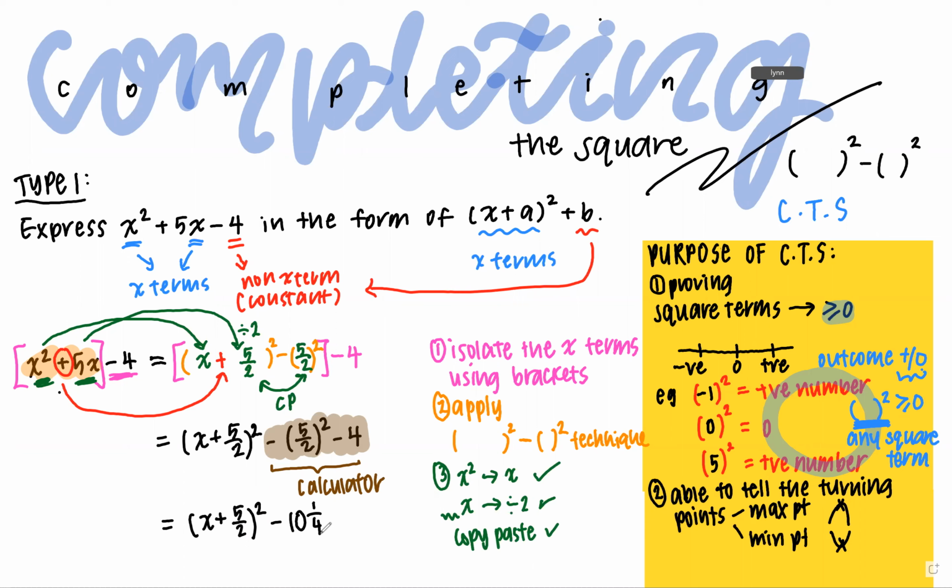That's it. Because why? Can you see over here? They say that they want it in the form of this. Didn't I satisfy what they want? Have a something square term. Even though I say plus b, the b can be negative, right? Minus 10 1/4. All right, so with that, we are done.